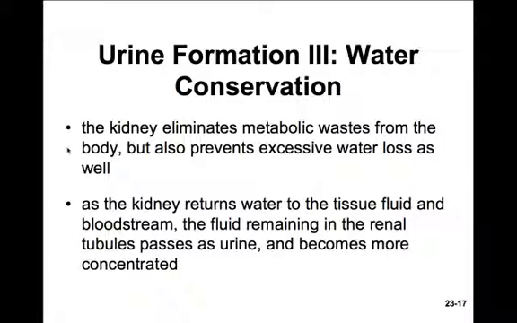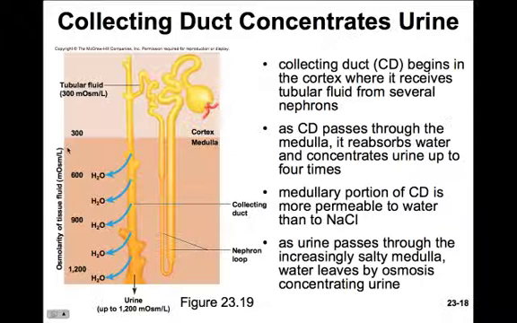So as the kidney returns water to the tissue fluid in the bloodstream, the remaining fluid in the tubule is going to pass as urine. As it passes through the collecting duct, it becomes more concentrated as water is removed from the fluid. So the collecting duct begins in the cortex. And in the cortex, the fluid in the collecting duct is isoosmotic to the blood in the blood vessels.